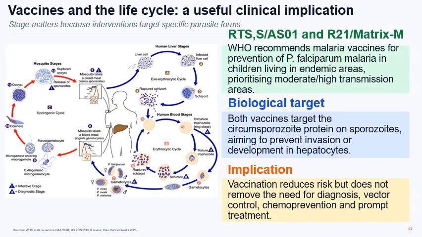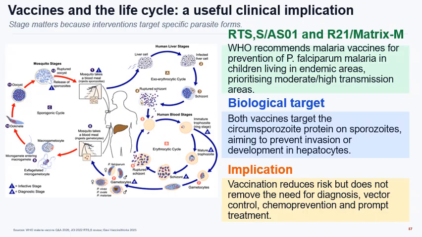AS01 and R21/Matrix-M target the circumsporozoite protein on the sporozoite. Their aim is to reduce successful hepatocyte invasion and pre-erythrocytic development. WHO recommends these vaccines for prevention of falciparum malaria in children living in endemic areas, prioritizing moderate and high transmission settings.